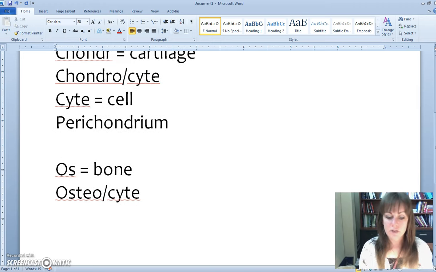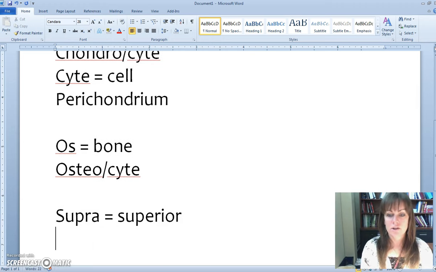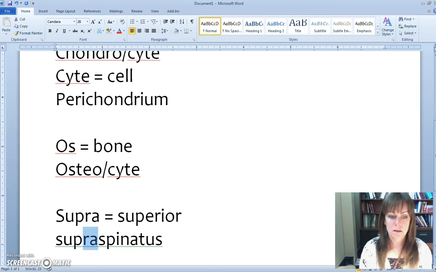We can also have directional terms. We're going to learn that superior means above, okay? And so we have this thing supra. Anytime you see supra, it's going to mean superior, okay? So you can have things like the supraspinatus. Well, supra means above. This here refers to a spine, so it's going to be above a spine.